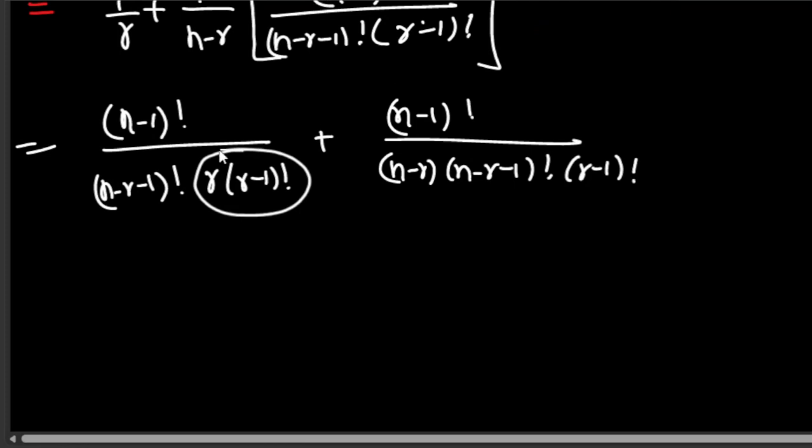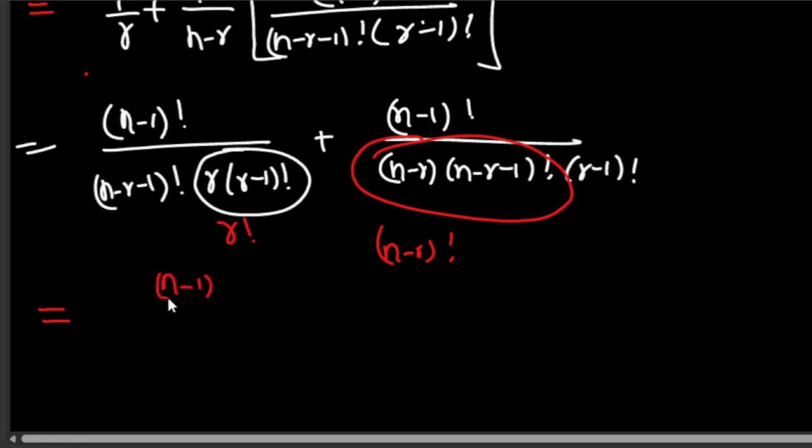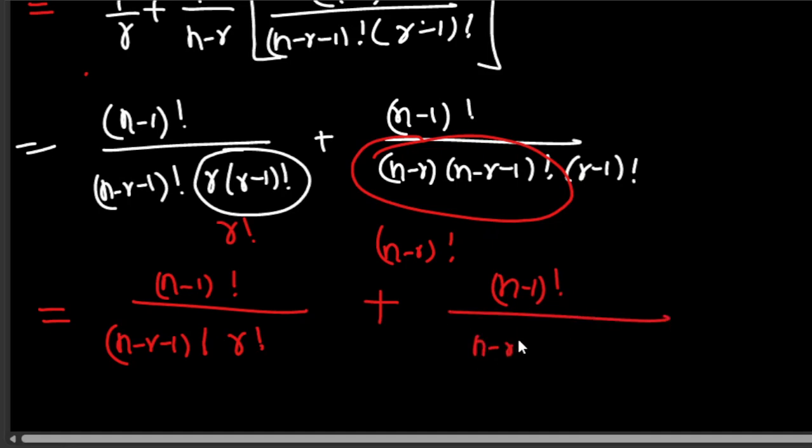So ఇక్కడ r into r minus 1 factorial ni I can write like this, right? I can write this as r factorial, and ఇక్కడ n minus r into n minus r minus 1 ni I can write it as n minus r factorial, right? So this is n minus 1 factorial, n minus r minus 1 factorial into r factorial plus n minus 1 factorial by n minus r factorial into r minus 1 factorial.